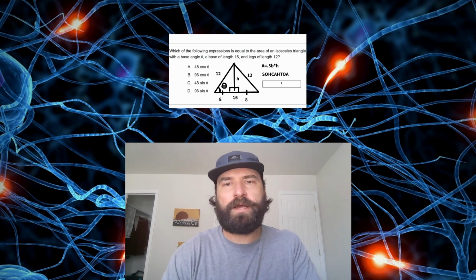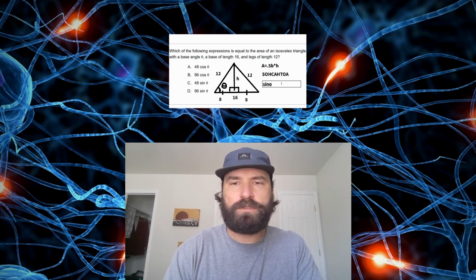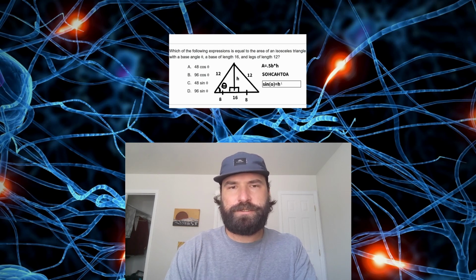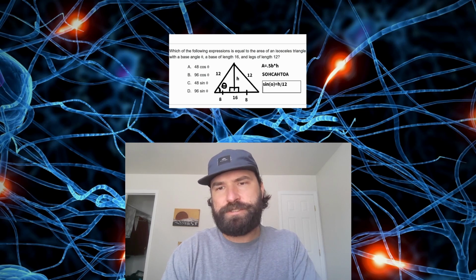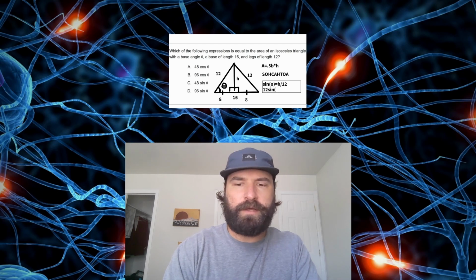So we can set that up like sine of theta, which I'm just going to use an O for the time being. So sine of theta equals the opposite, which is h, divided by our hypotenuse, which is 12. We solve this equation for h. We're going to multiply by 12, so we get h equals 12 sine of theta.